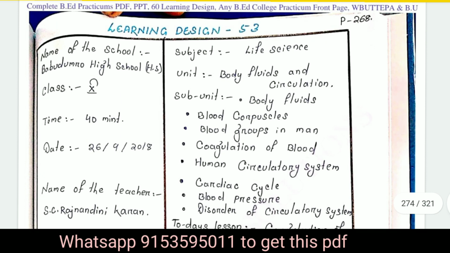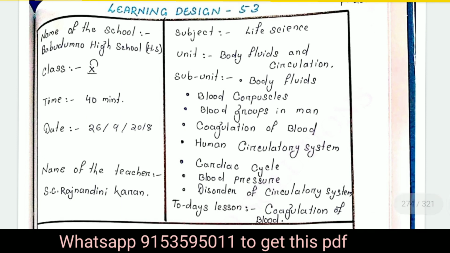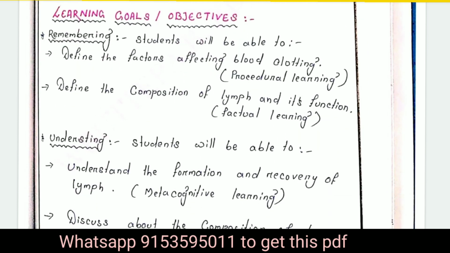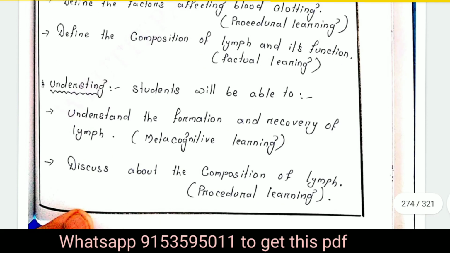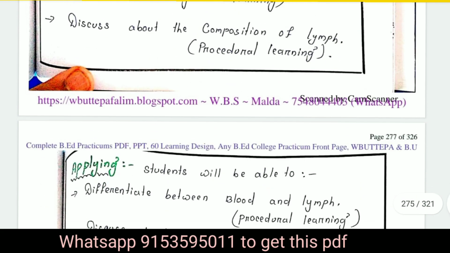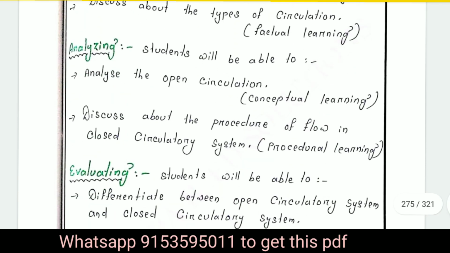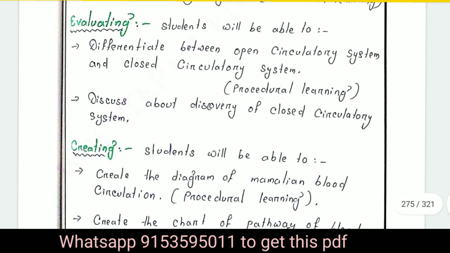Now we are coming to our learning design number 53. Today's lesson, coagulation of blood. Learning goals or objective, remembering, understanding. Student will be able to discuss about the composition of lymph. Applying, analyzing, evaluating, creating.